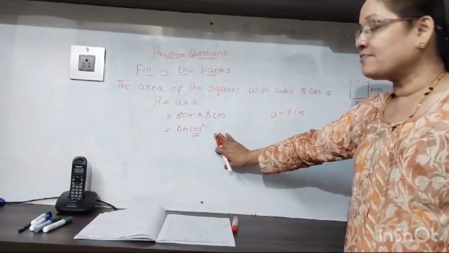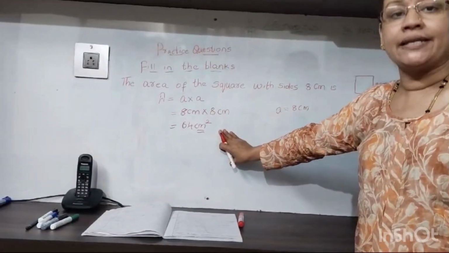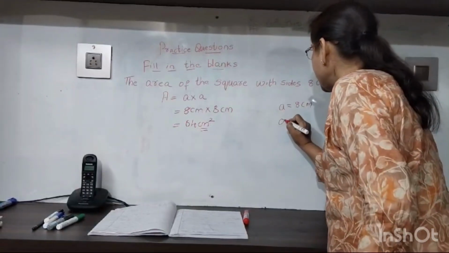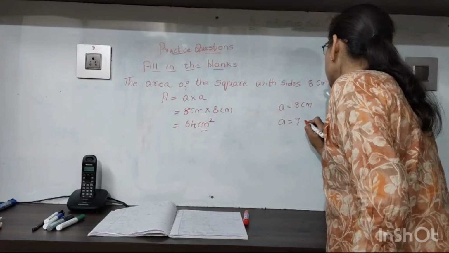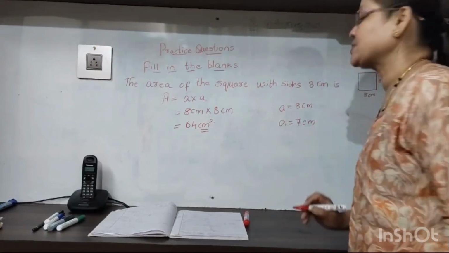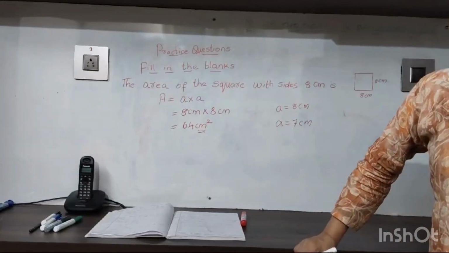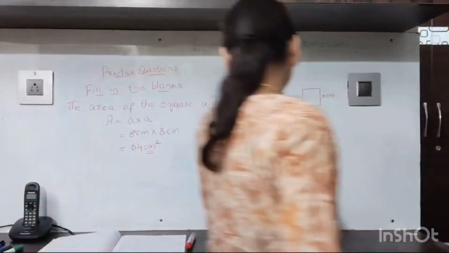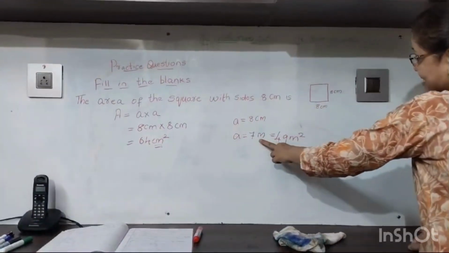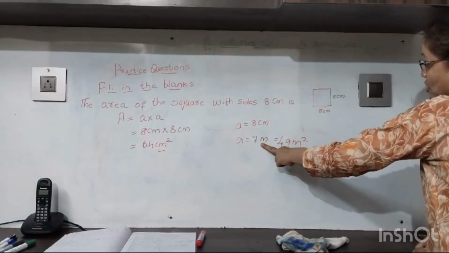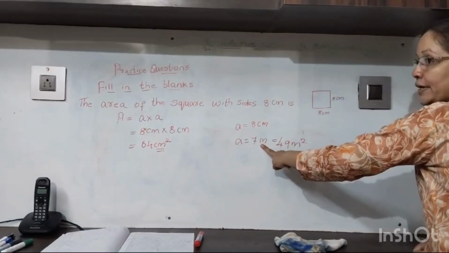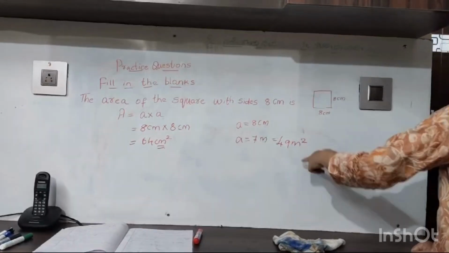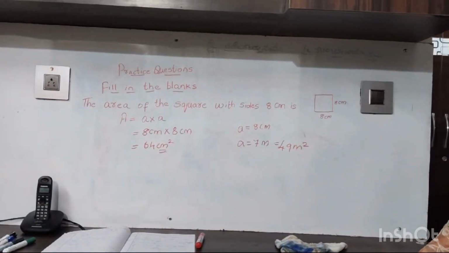So this is the first sum I am doing. The next sum you have to do. I'll give you the side. A is equal to 7 centimeters. Please work it out and let me know the answer. Okay, the answer for this is 49 meters square. Guys, please keep it in mind, without forgetting, write down the unit. 7 sevens are 49. Meter into meter is meter square.